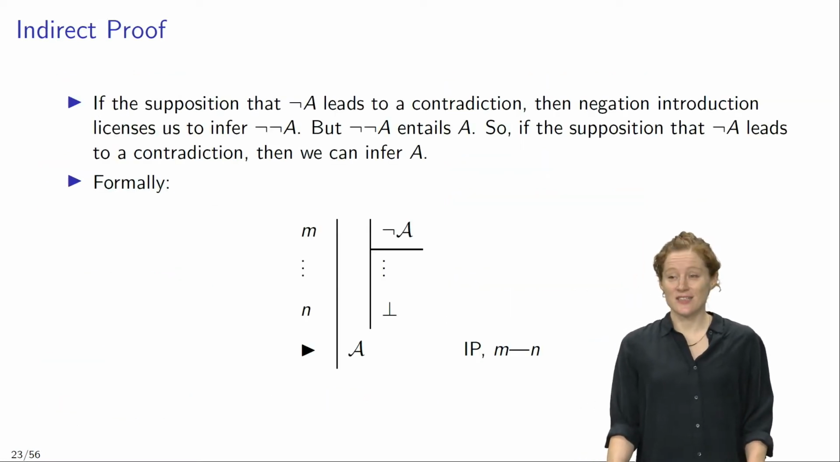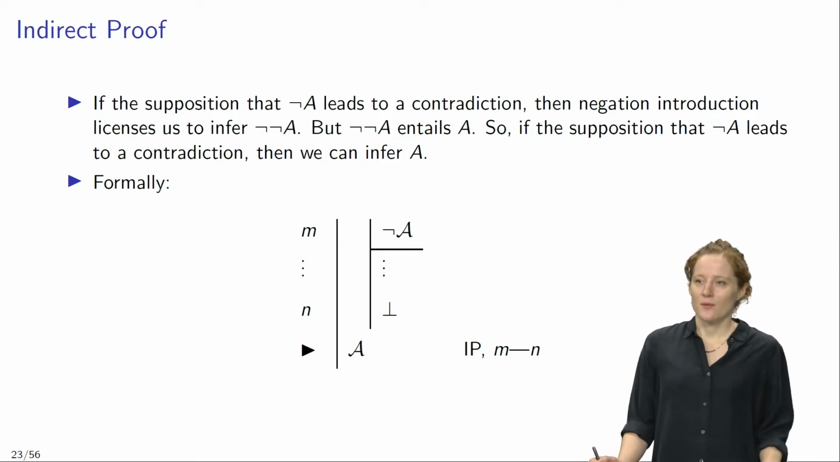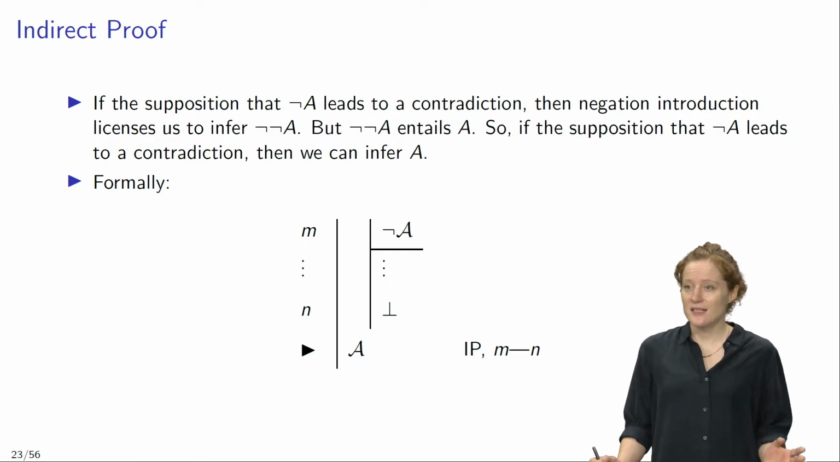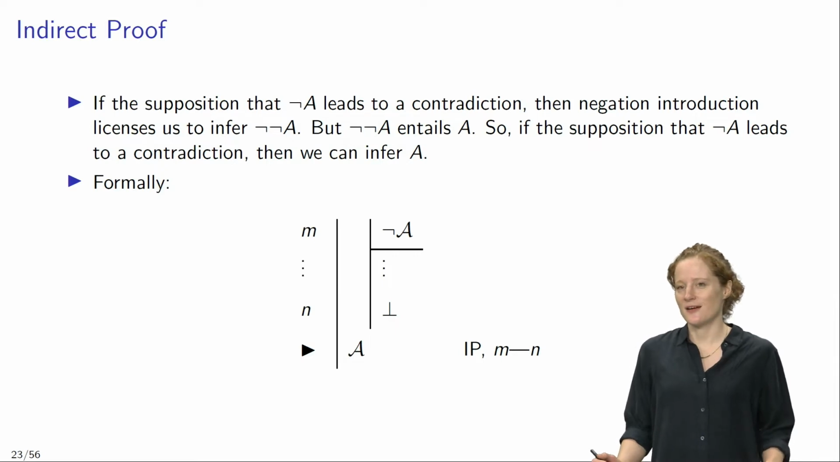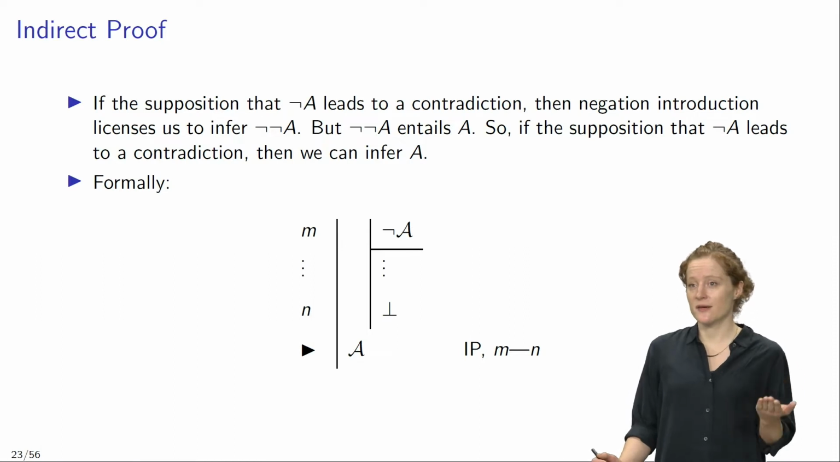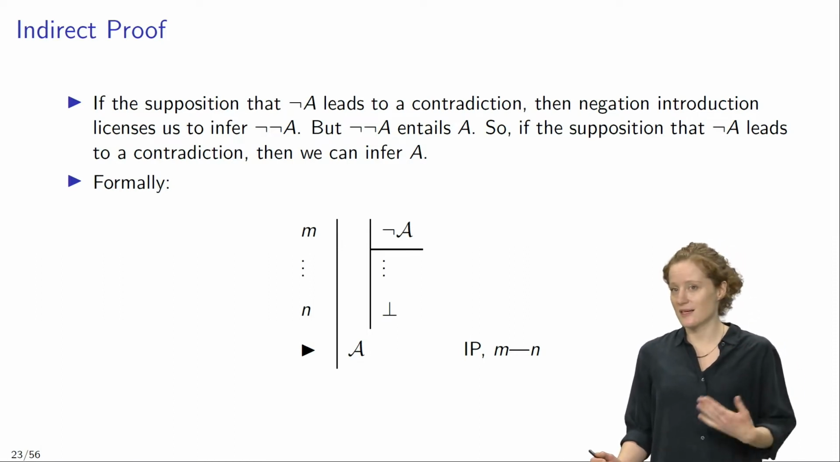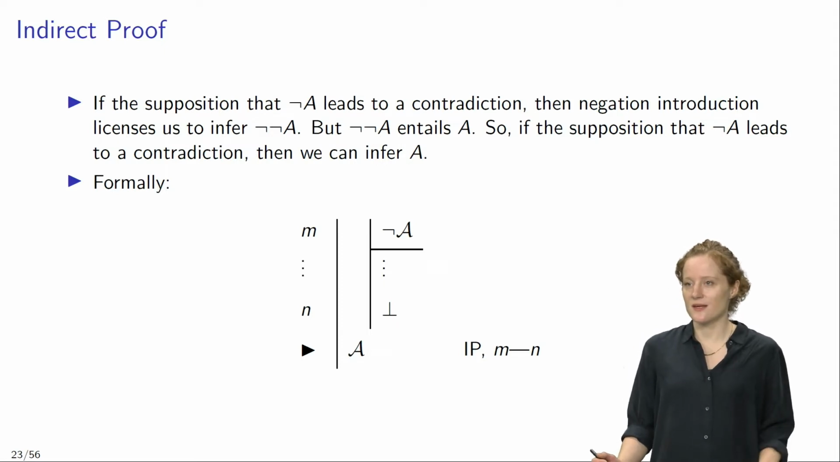Now, negation introduction is closely related to the rule indirect proof. You can think of them as mirror images of one another. What indirect proof tells you is that if the supposition that not A leads to a contradiction, you can infer A. And the reason here is that if the supposition that not A leads to a contradiction, then negation introduction would license us to infer not A. But not A obviously entails A. And so that means that if the supposition that not A leads to a contradiction, you can infer A.